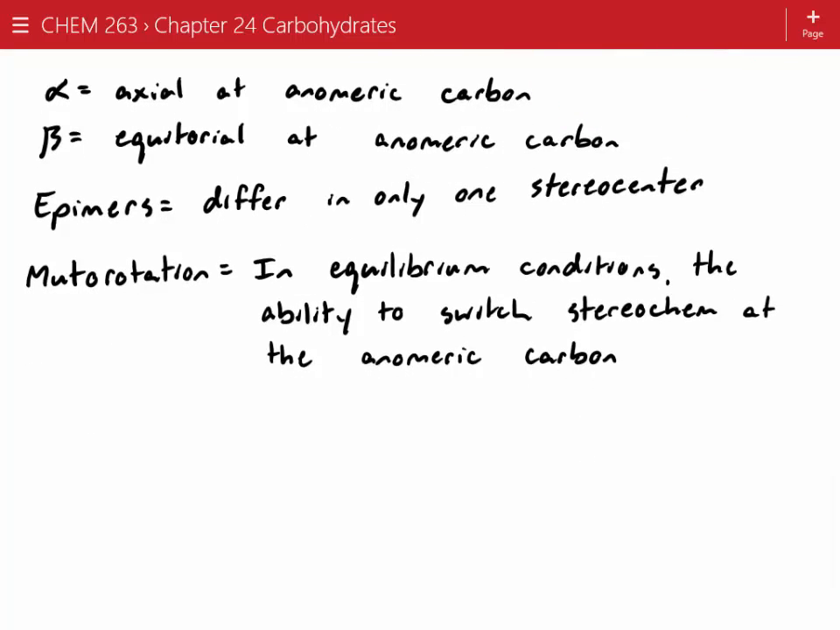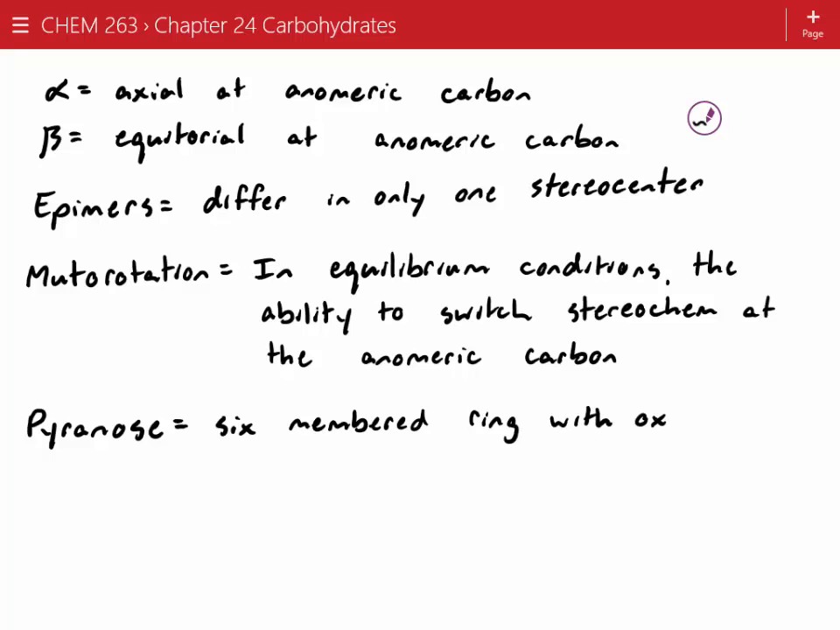All right, there's also two other terms. We'll get over this definition stuff here soon. The next term is pyranose. So a pyranose is a six-membered ring with oxygen. So if we looked at glucose, glucose would be an example of a pyranose ring because if we count the ring size, it's a six-membered ring.